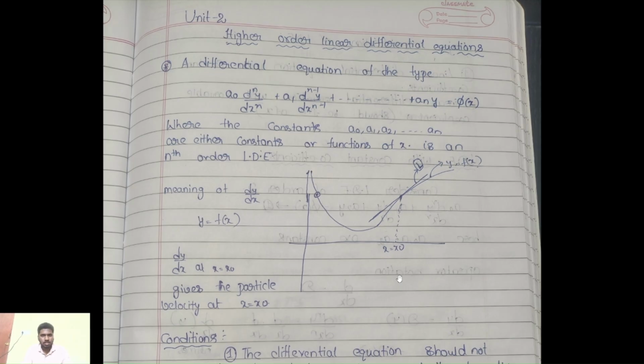Today we are going to discuss higher order linear differential equations. First, a differential equation of the type a0 d^n y/dx^n + a1 d^(n-1) y/dx^(n-1) + ... + an y = phi(x), where a0, a1, ..., an can either be constants or functions of x, is called an nth order linear differential equation.